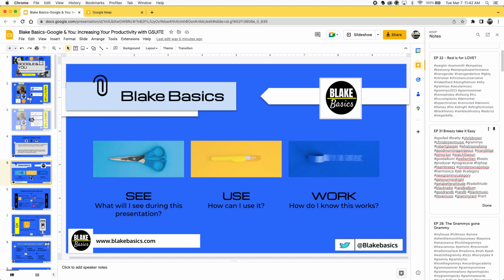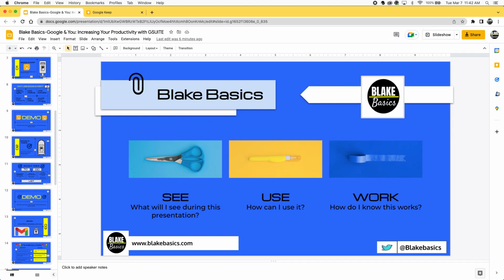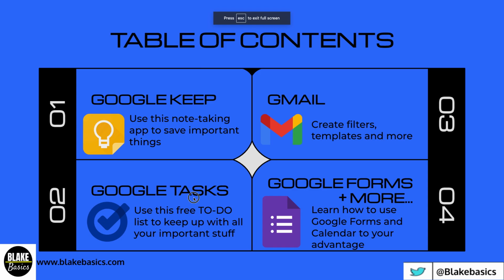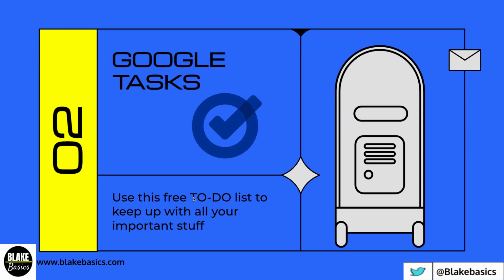So let's move forward. We learned about Google Keep. Let's move on to the next thing on our toolbar, which would be our tasks. So Google Tasks, I probably use Google Keep the most, but Tasks would be a close second. For my Google Tasks, it's just a to-do list that helps you keep up with important things.